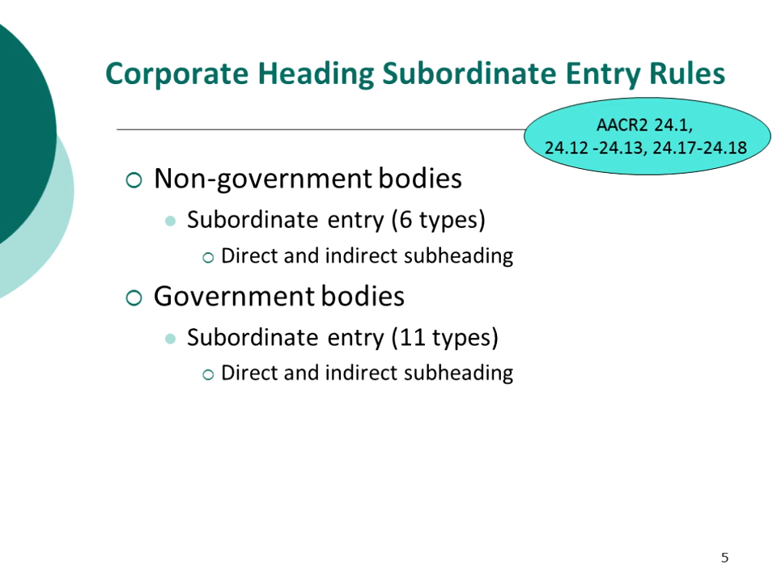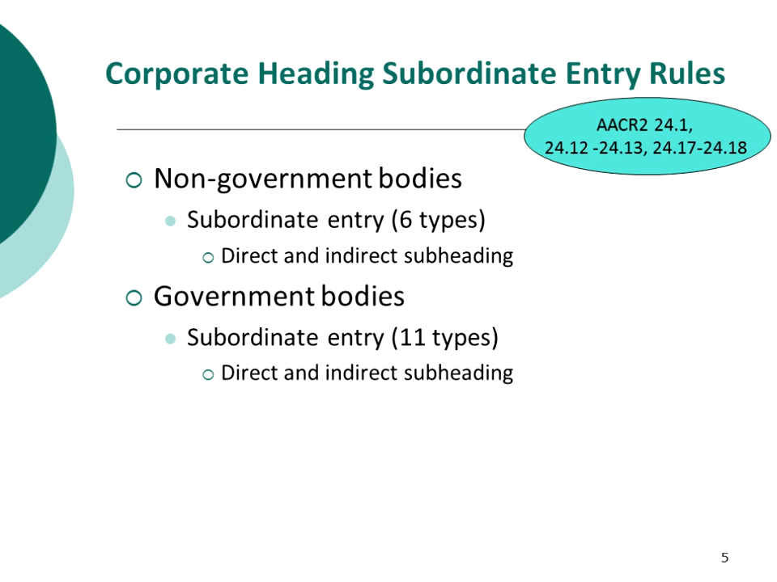Okay, now back onto the slide about the subordinate entry rule. Once you decide a heading needs to be entered subordinately, assume that you have made a decision whether it's a government or non-government body. Under the two big categories, government bodies and non-government bodies, we have different types of subordinate entry rule that you can apply. For non-government bodies, we have 6 types of subordinate entry rule.